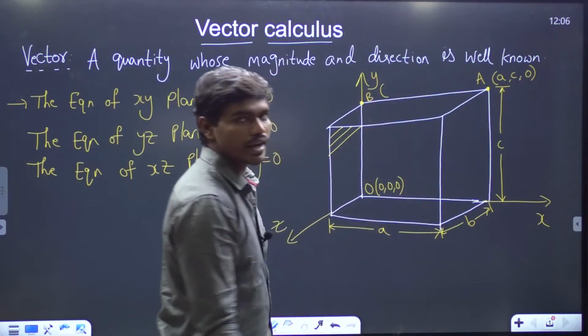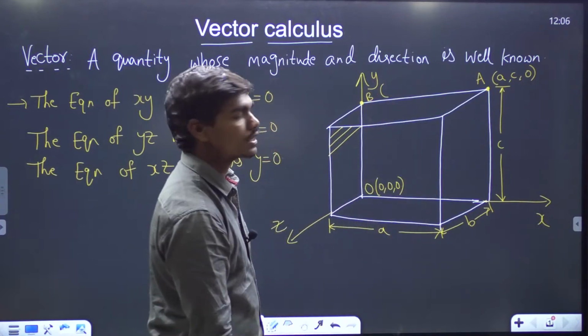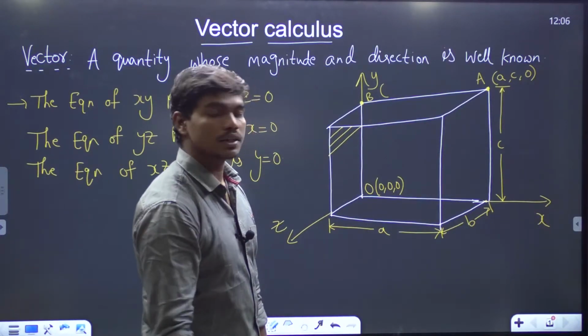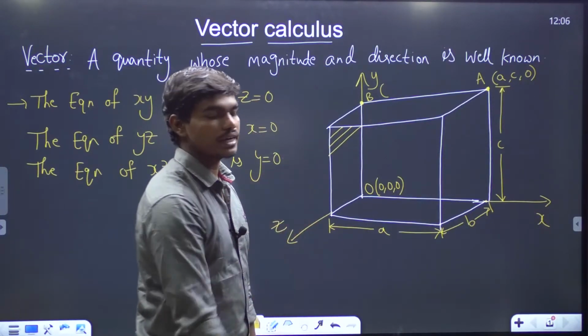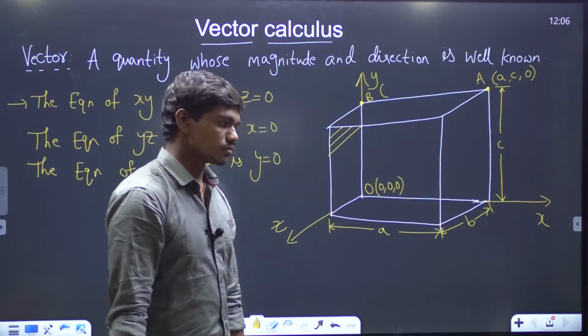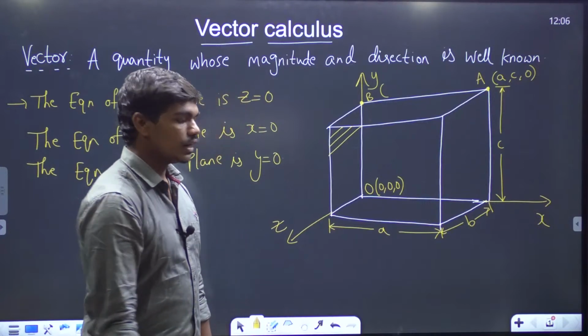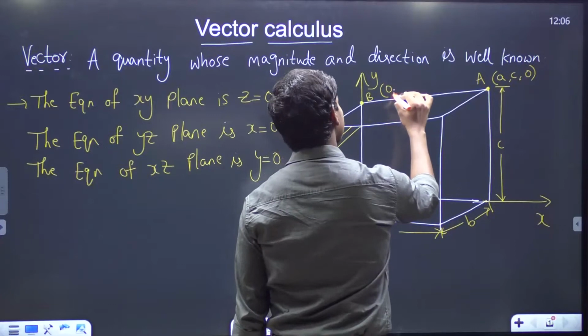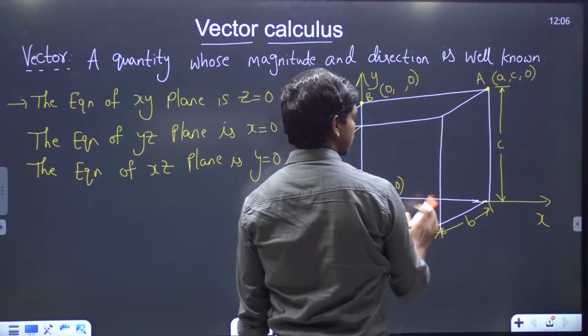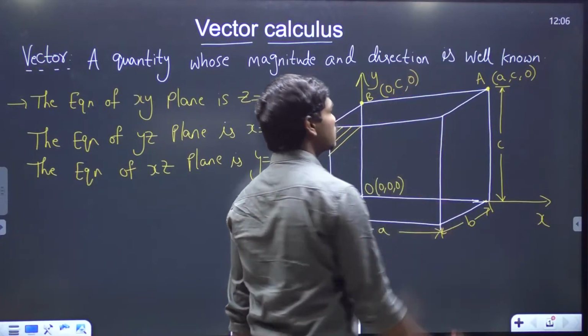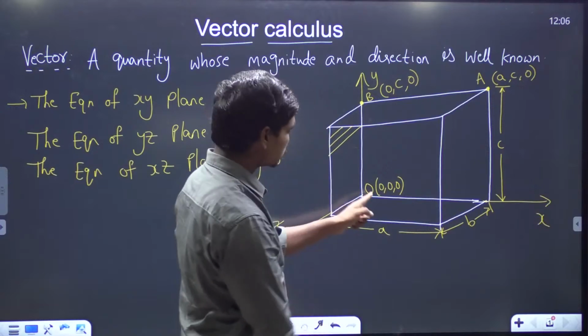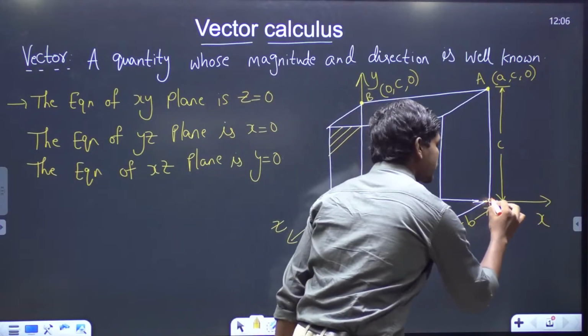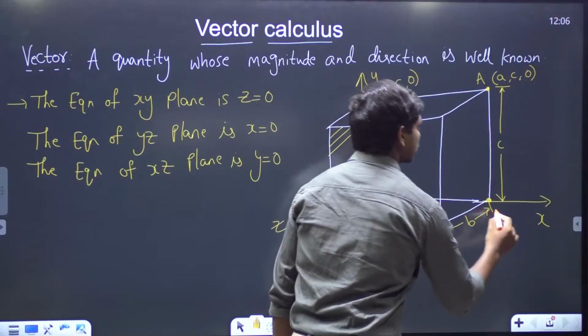If a point is lying on the y-axis, what are the x and z coordinates of that point? 0 and 0. So the x value is 0 and the z value is also 0. But since it has a vertical height C, this point is 0, C, 0. Okay. So this point is the origin. There is one more point on this xy plane. Let us call this point C.